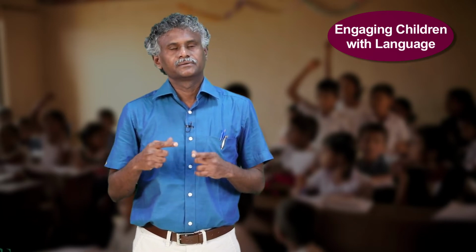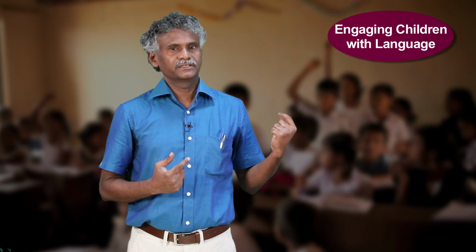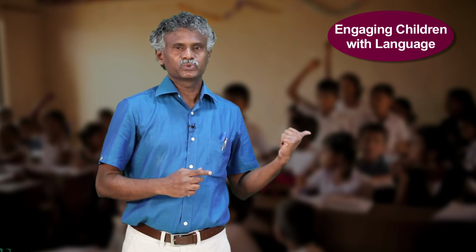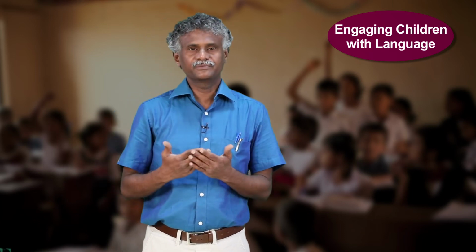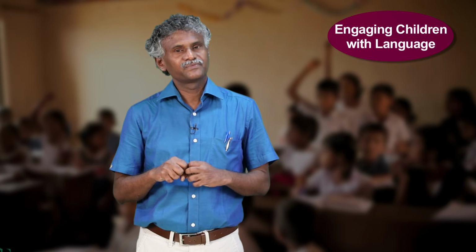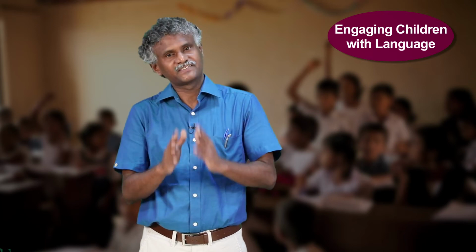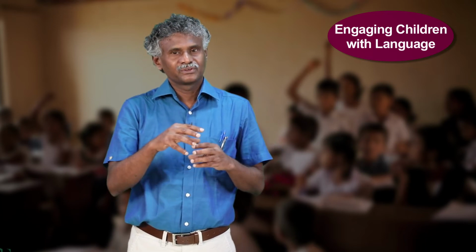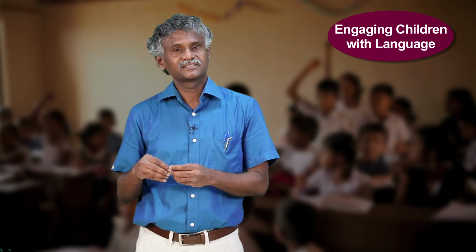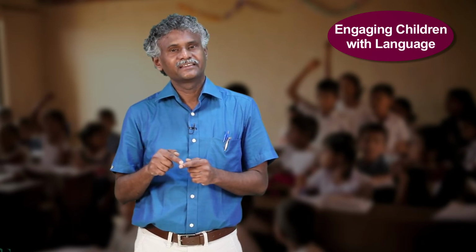Then the second activity for engaging with language. The teacher reads out five sentences, a story of five sentences. Two, three or four children together listen to it, and they don't write while the teacher reads out. The teacher completes all five sentences, then the children discuss among themselves and recreate the story, nearer to the story, not exactly the same.